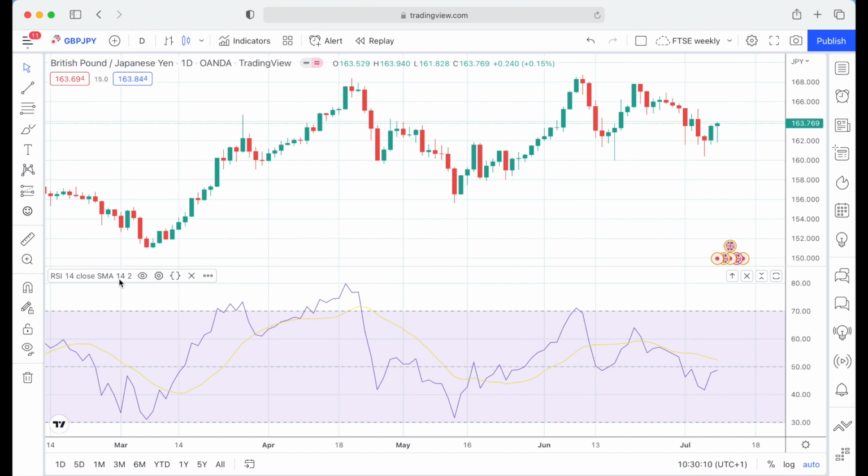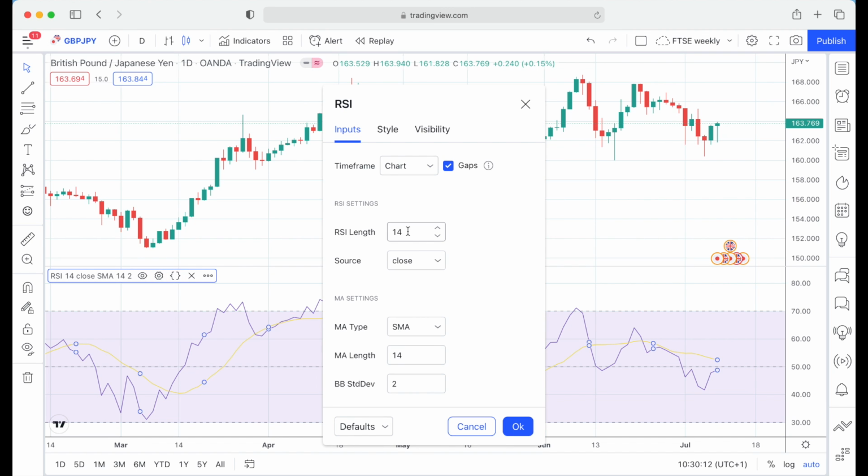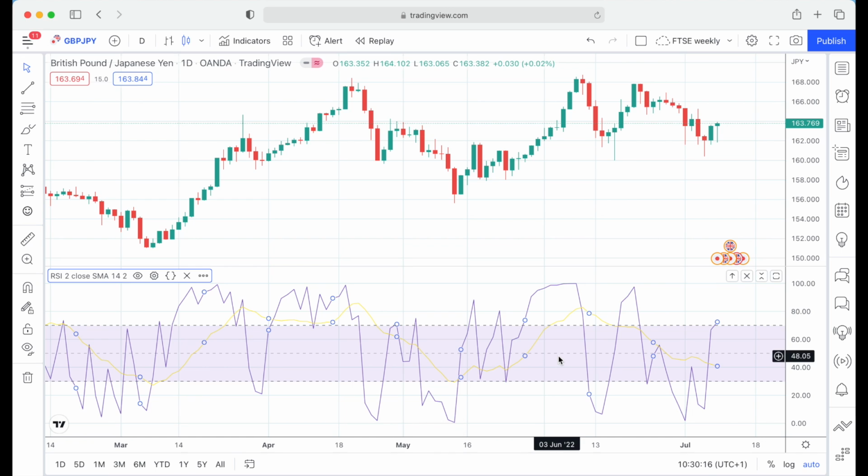But we're going to actually speed this up. We're going to use a much shorter 2-period RSI. And what that means is it's going to be much faster to react to changes in price. And we're going to be using the standard overbought and oversold levels of 70 and 30 for this strategy.